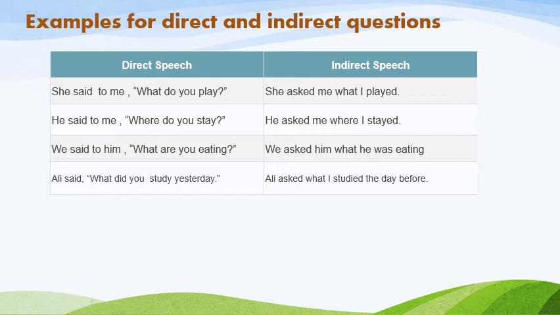I transferred the pronoun "you" into "I," and I transferred the main verb to the past. But pay attention to me in the third example, because there is a little bit of difference between this example and the above examples.